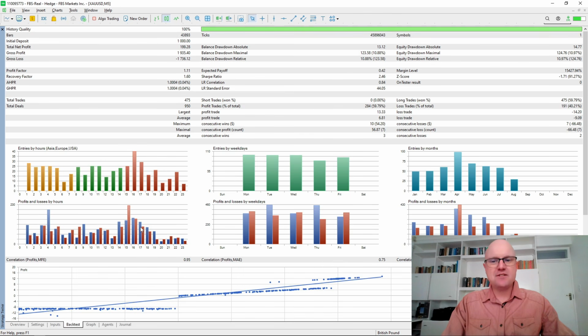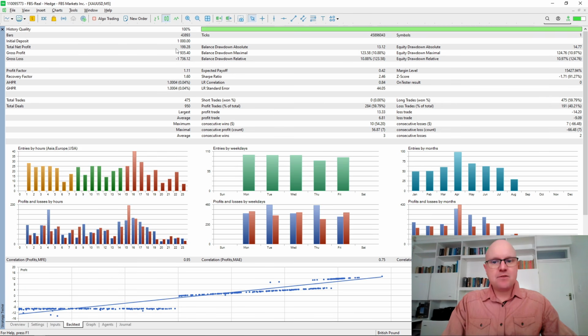This is a healthy total net profit if we compare this to the maximum equity drawdown of only $124.76. This gives us a profit factor of 1.11, which is significantly increased from the original profit factor of 1.01. So overall, making these minor adjustments to the set file, we can see that it can make a major difference in the way that the bot performs live in the market.